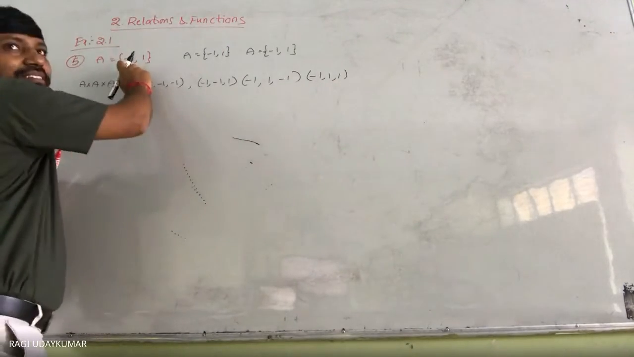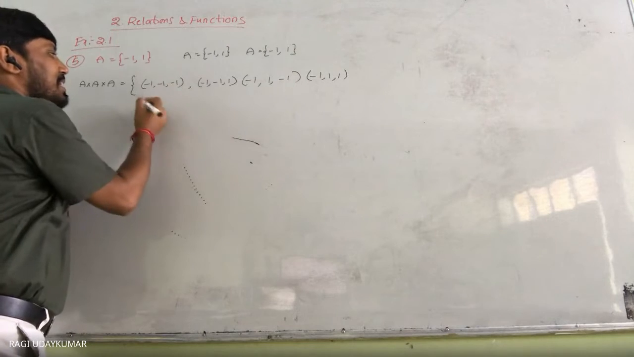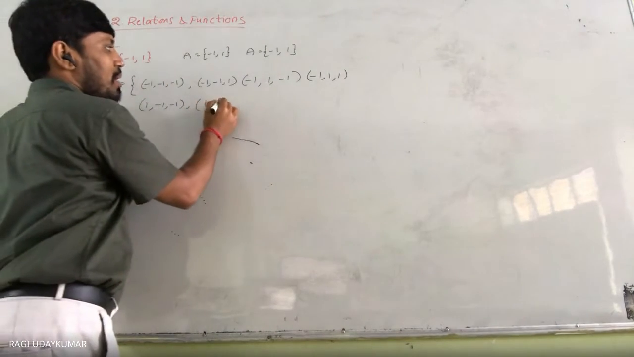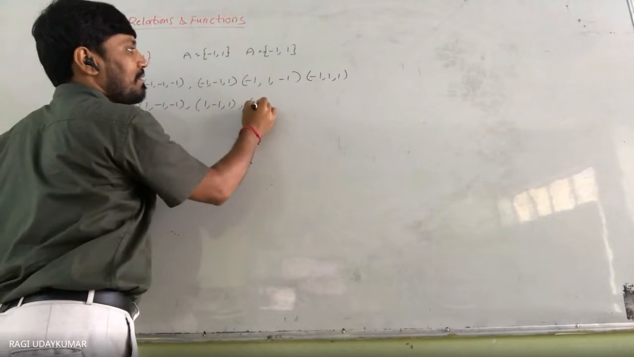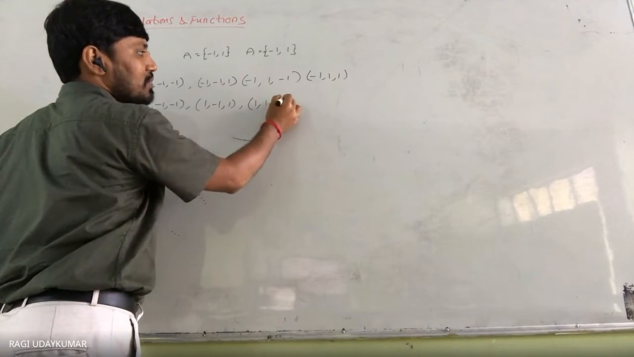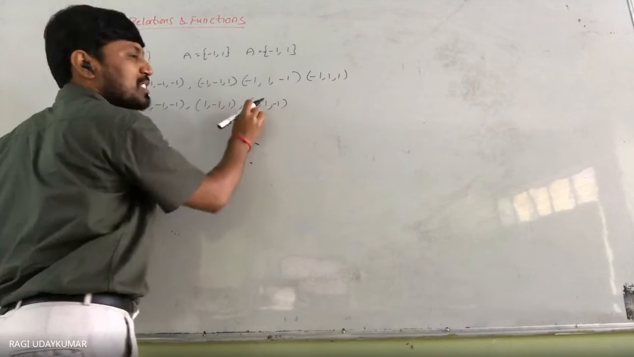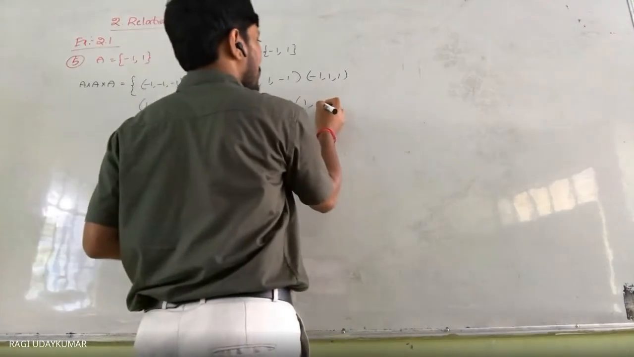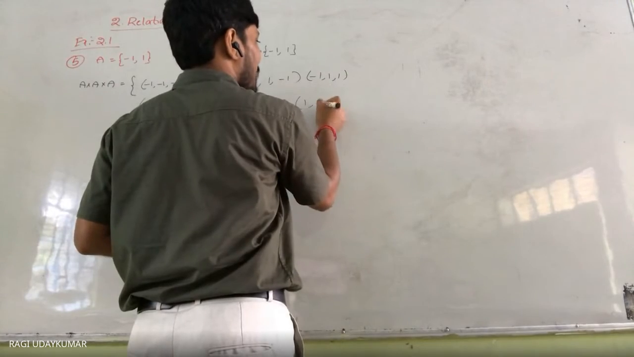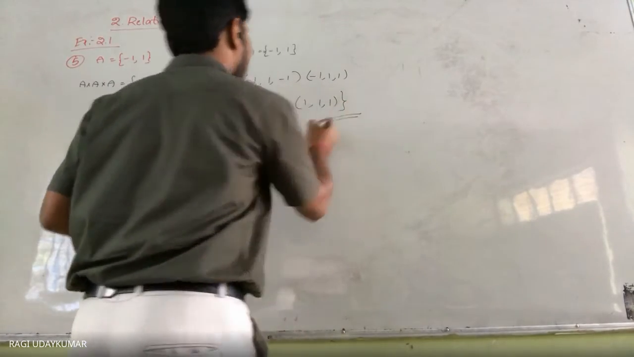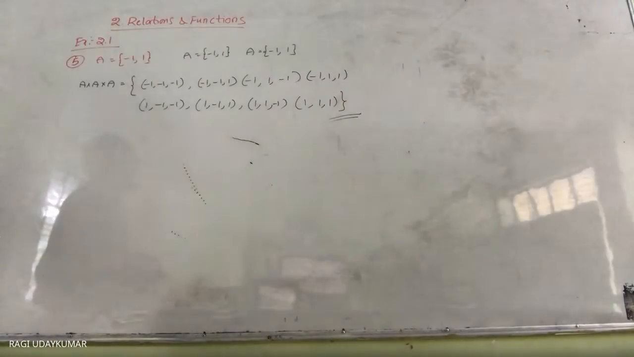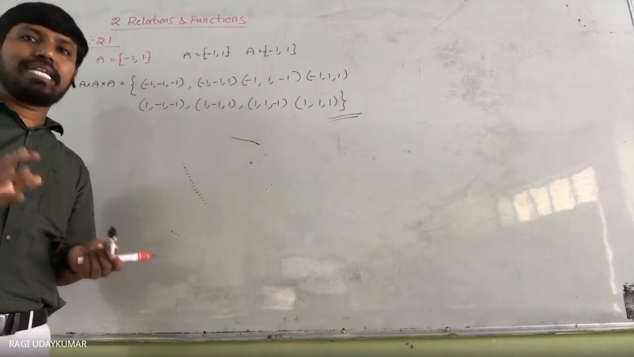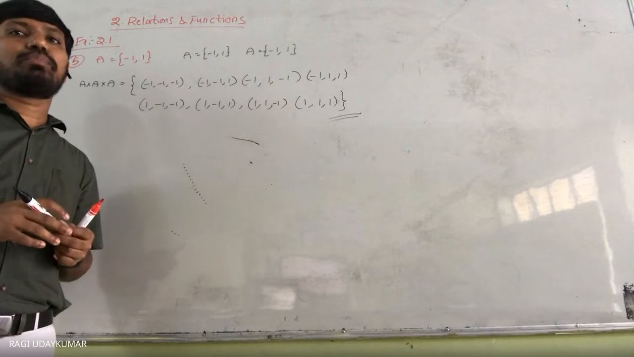With 1 as the first element, again the same: 1 comma minus 1 comma minus 1, 1 comma minus 1 comma 1, 1 comma 1 comma minus 1, and 1 comma 1 comma 1. These two are not changing, only the first one is changing. These are the only combinations we are going to get. So there will be 8 elements in this multiple product. It is called a multiple product.